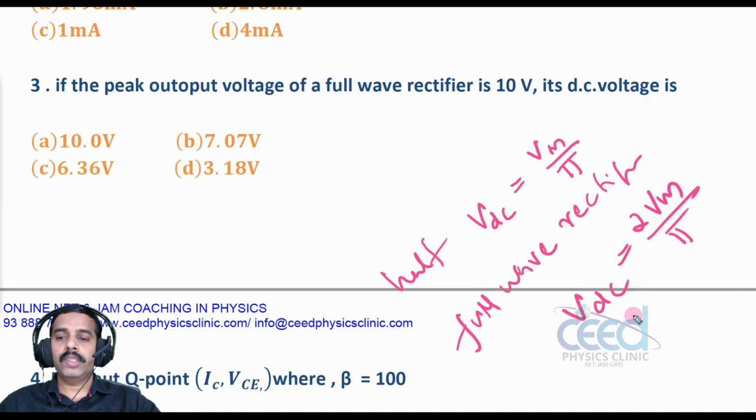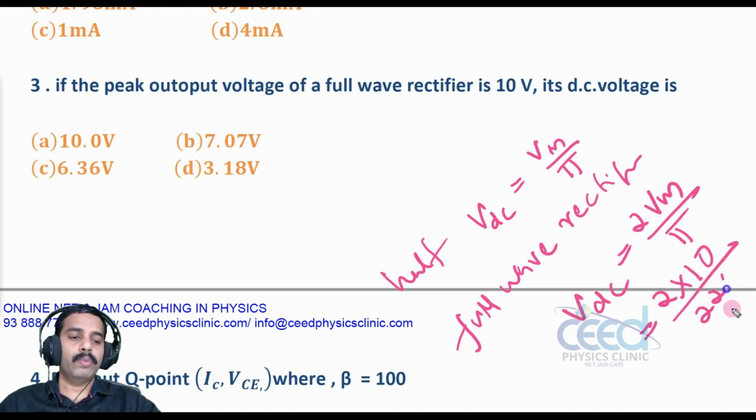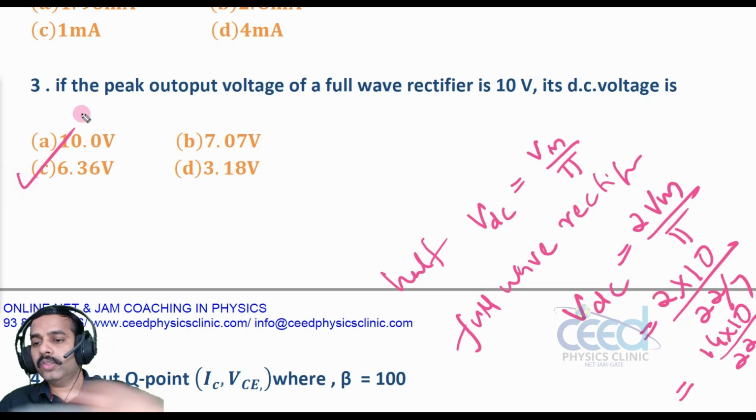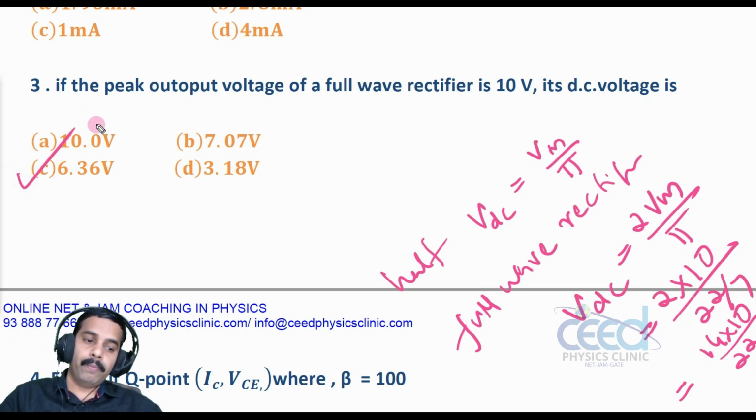So when you solve this, 2 into Vm, what is Vm? 10. 10 divided by pi, with pi equal to 22 by 7. So let me write this as 14 into 10 divided by 22, so 140 divided by 22, that is near 6 point something, so 6.36. That will be the answer.